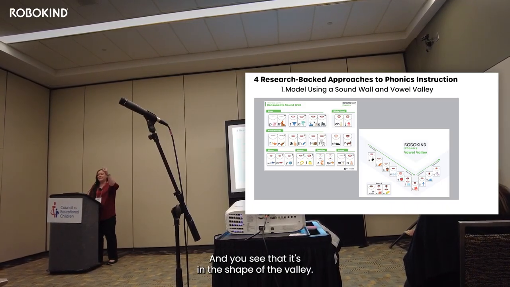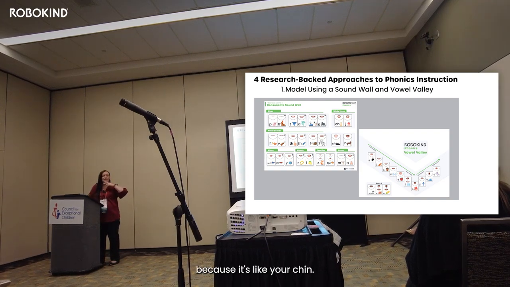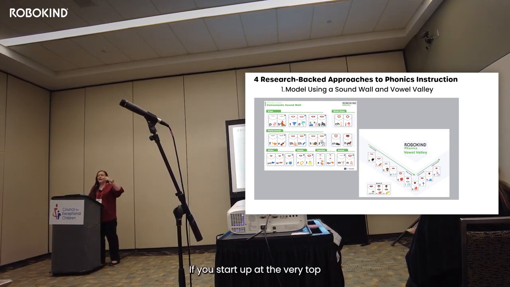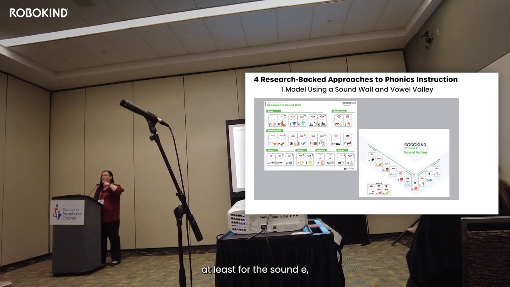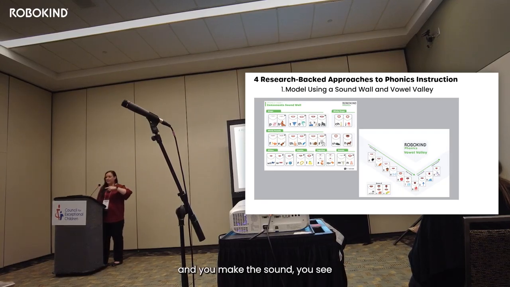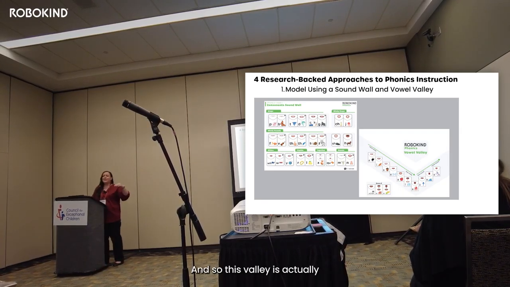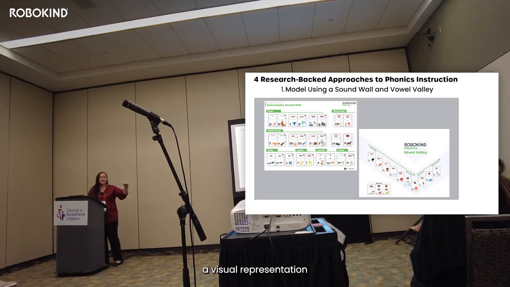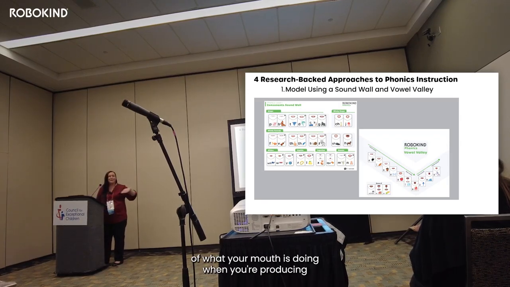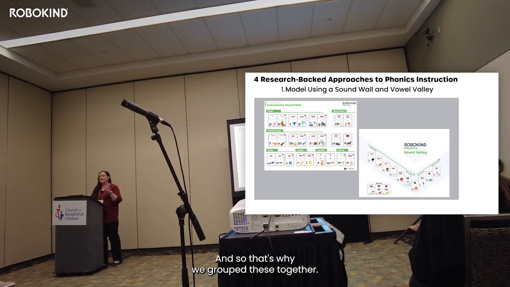And you see that it's in the shape of a valley, and the reason for that is because it's like your chin. If you start up at the very top of the vowel valley, you'll see that it makes the sound E. You'll see that your chin is up, but as you go down through the vowel valley and you make the sounds, you see that your chin goes down. So this valley is actually a visual representation of what your mouth is doing when you're producing the different sounds. And that's why we group these together.